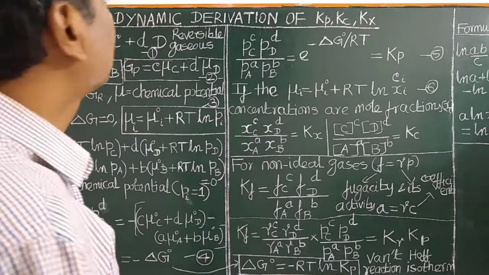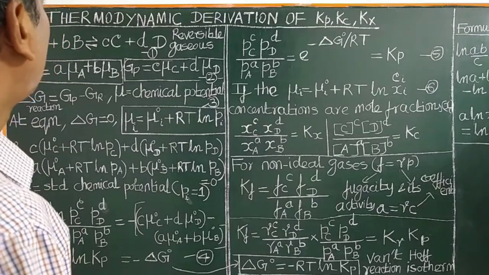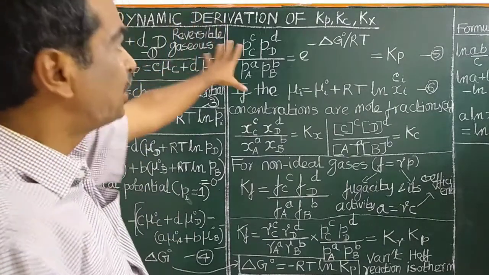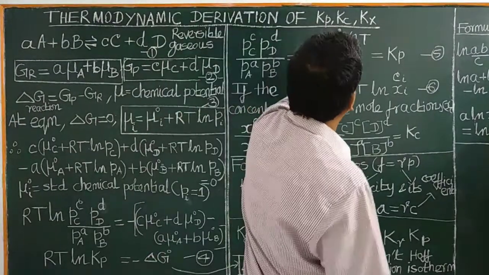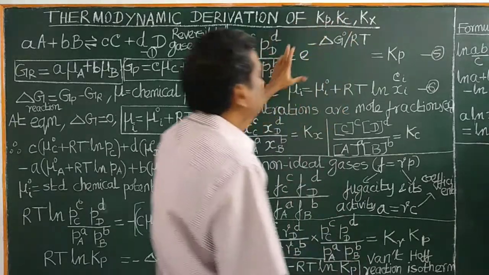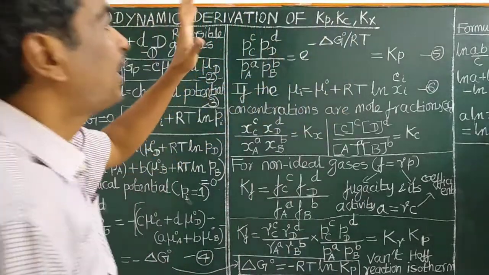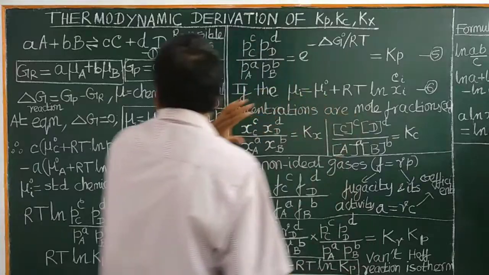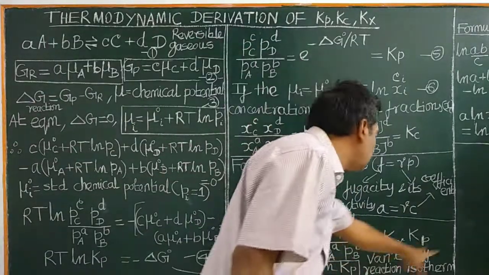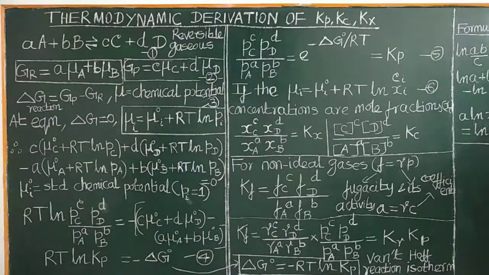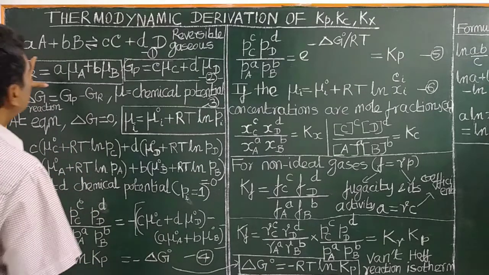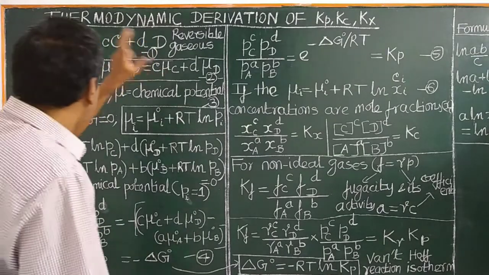Good morning, வணக்கம். இன்னைக்கு நம்ம என்ன பார்க்க போறோம் அப்படின்னா thermodynamic derivation of equilibrium constant. Equilibrium constants Kp, Kc, Kx, okay? And van't Hoff reaction isotherm. அதை எப்படி derive பண்ண போறோம் அப்படின்னு பார்க்க போறோம். Thermodynamic treatment of law of mass action. அதுவும் இதுதான், ரைட்டா? இப்போ let us consider a reaction.